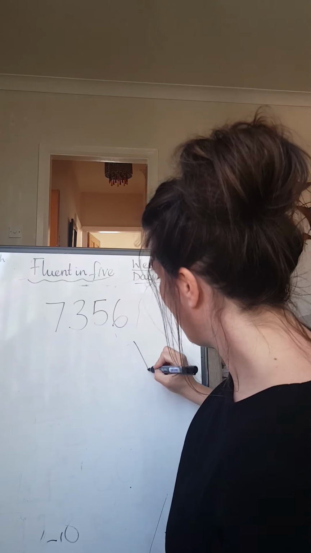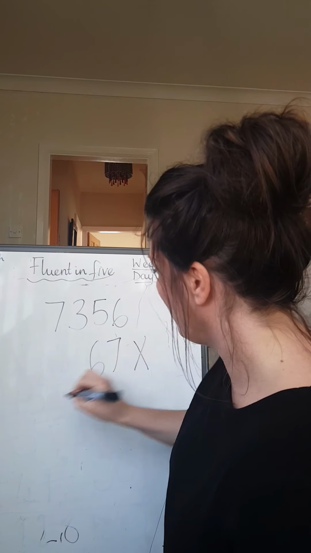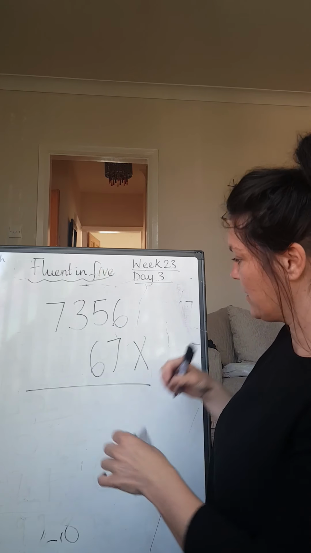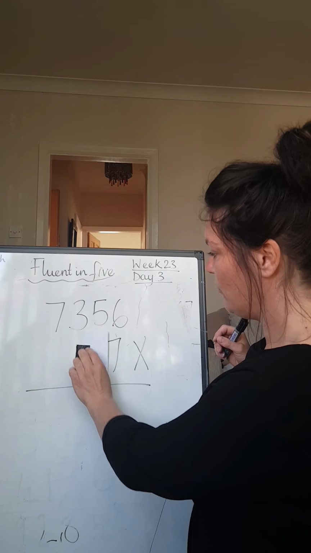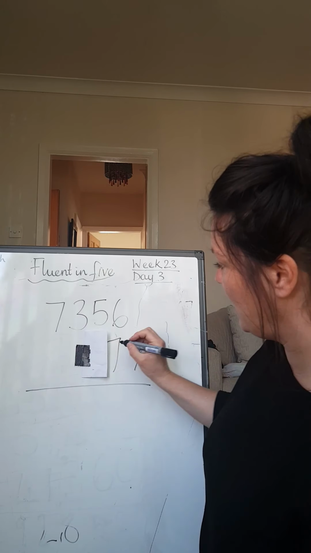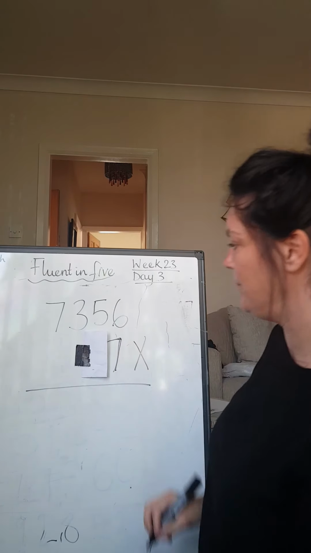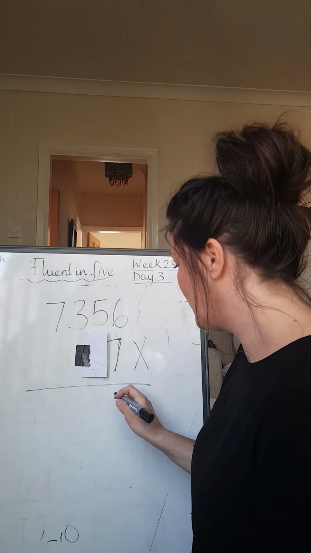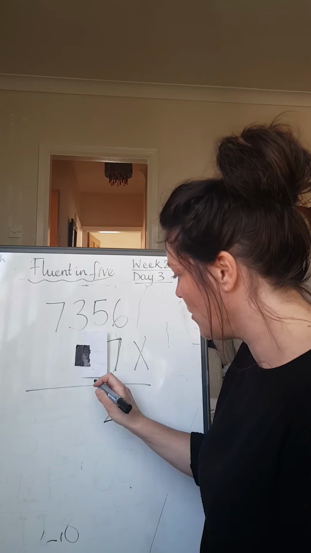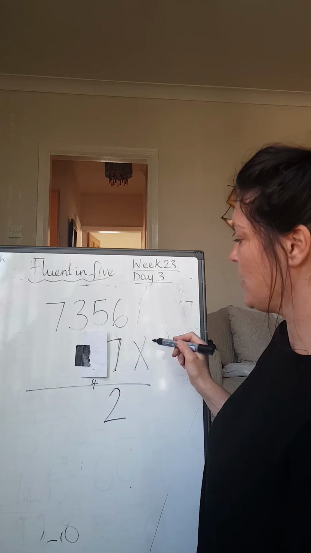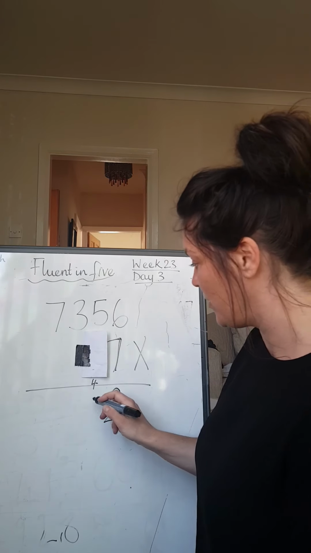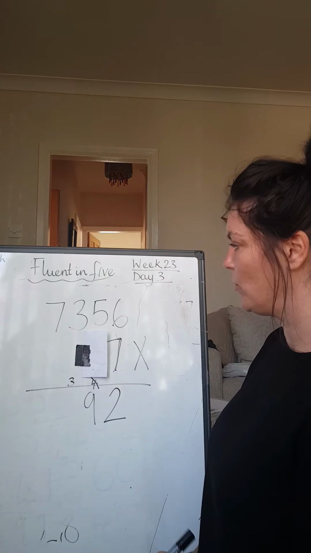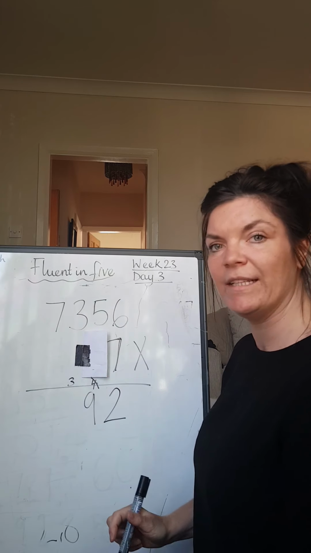7,356 times 67. Long multiplication because I'm timesing by 2 numbers this time. So let's get the trusty post-it note out. Cover over this column because I just need the number at the moment that is in the ones column. Now I can do that pretty easily. 7 times 6 or 6 times 7 is 42. 2 goes in the box, 4 on the doorstep. 5 times 7, 35. Add the 4 is 39. 9 in the box, 3 on the doorstep. Don't need that number anymore. Cross it out.